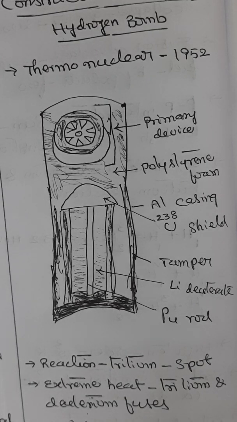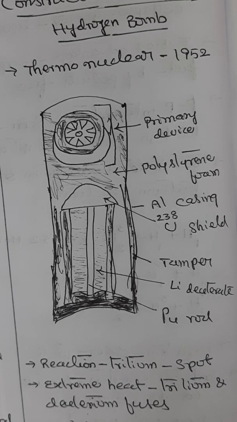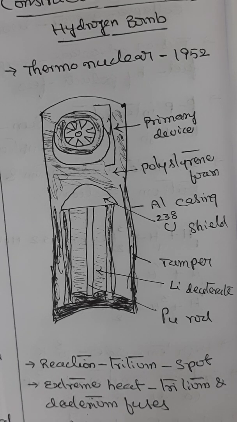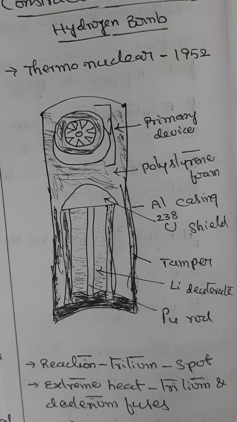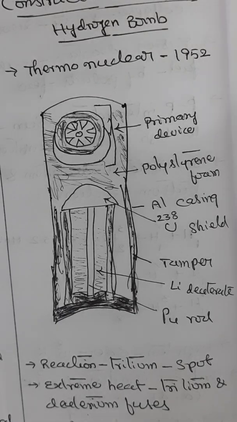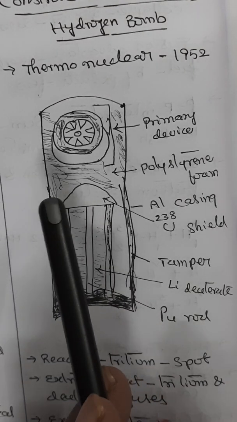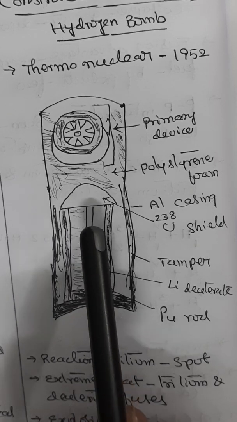Because extremely high temperatures are required in order to initiate fusion reactions, the hydrogen bomb is also known as a thermonuclear bomb. A hydrogen bomb derives a large portion of its energy from the nuclear fusion of hydrogen isotopes. So this shows the typical hydrogen or thermonuclear bomb construction.